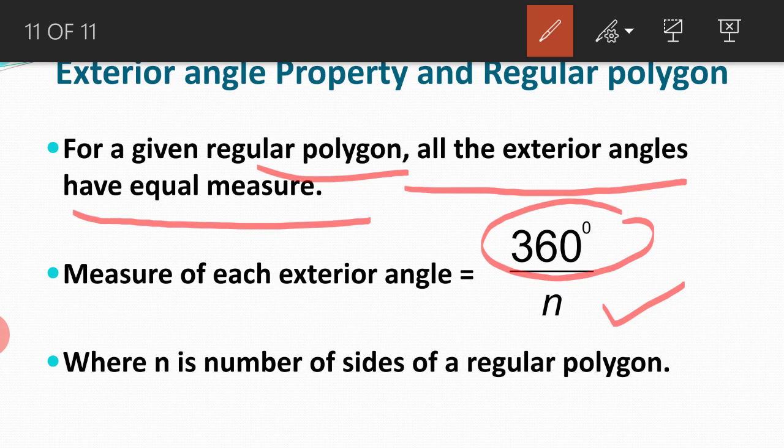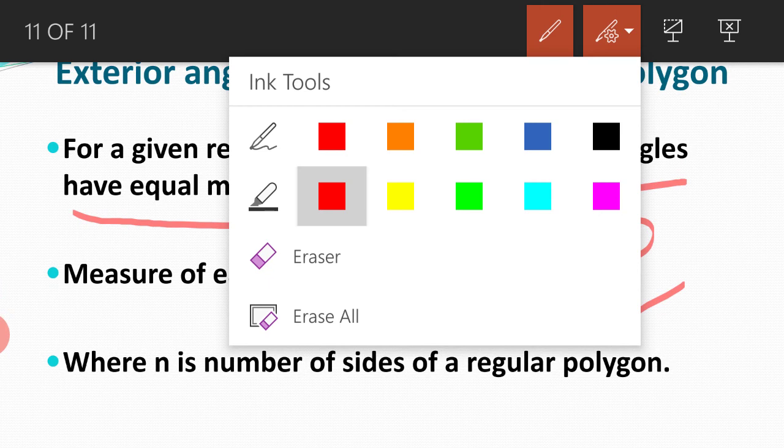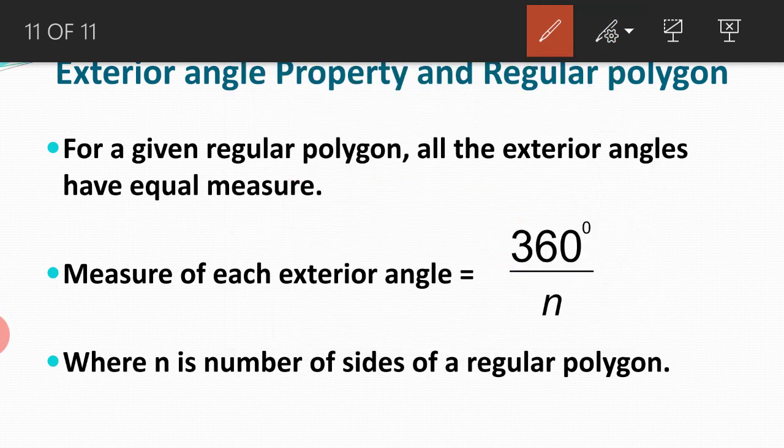Then coming to regular polygon, now we have a third condition. How do we define a regular polygon? A polygon with equal sides and equal interior angles. Now we can also say equal sides, equal interior angles, as well as equal exterior angles. So this gives a very important formula for us. That is, we can have the measure of each exterior angle for a regular polygon, and it is equal to 360 degrees upon n. What is n? n is the number of sides of a regular polygon.